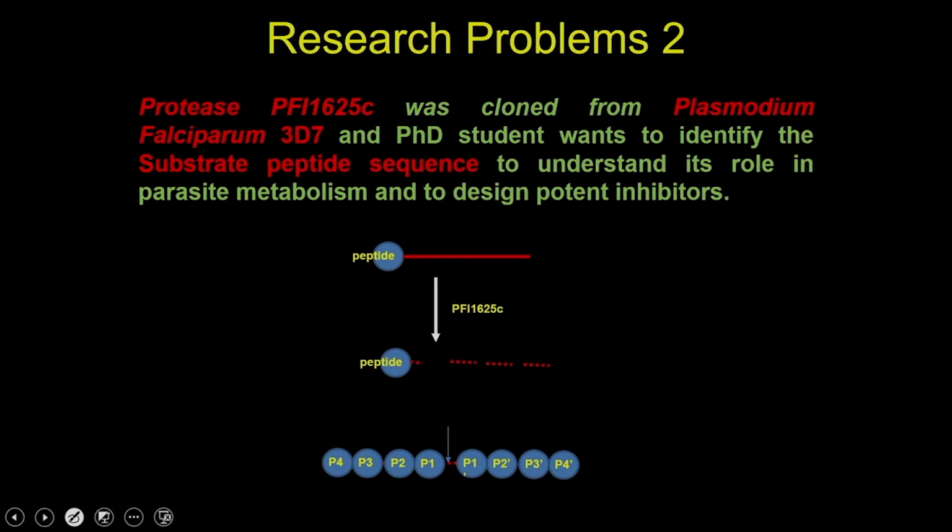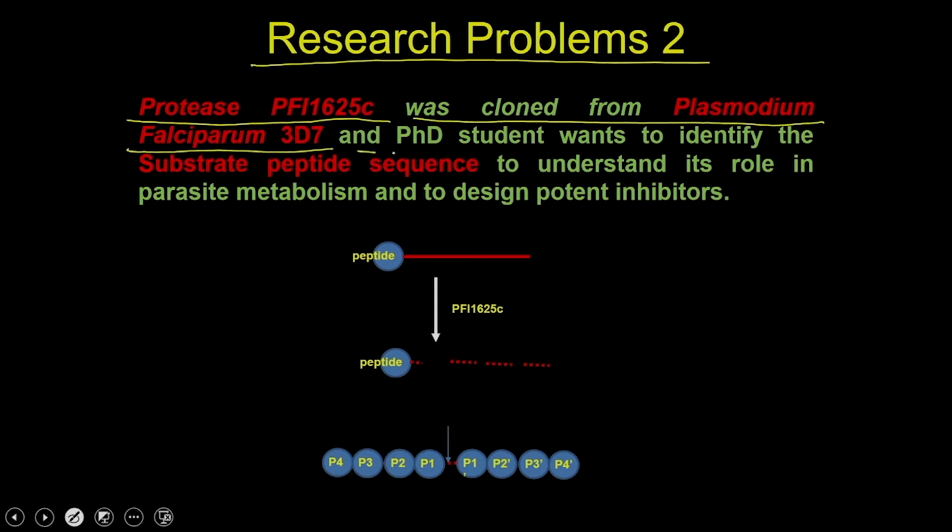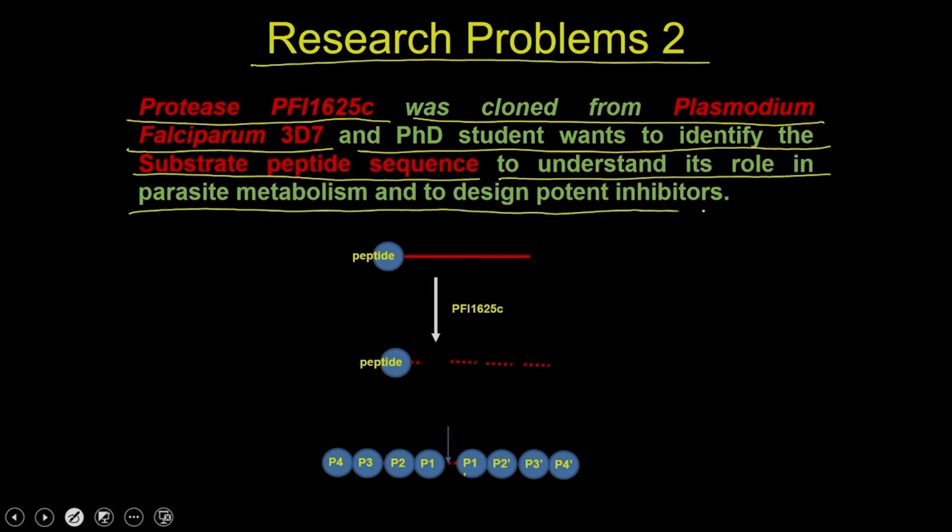Now, research problem 2. A protease called PFI 1625C was cloned from Plasmodium falciparum 3D7, and the PhD student wants to identify the substrate peptide sequence to understand its role in parasite metabolism and to design a potent inhibitor. In this case, the problem is that you have a peptide sequence.